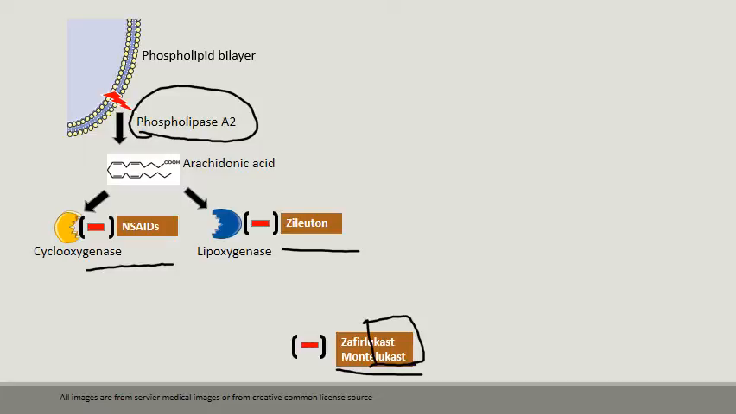Yes, our famous and most popularly used and abused corticosteroids. Corticosteroids, that's why, are considered as the most potent anti-inflammatory drugs, because these inhibit the phospholipase A2 enzyme and thereby prevent the production of both prostaglandins and leukotrienes.